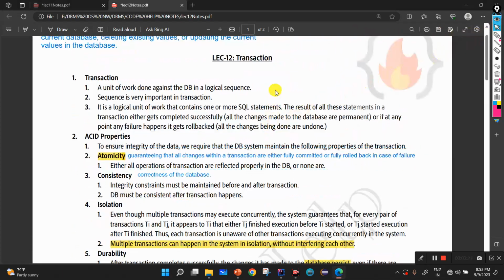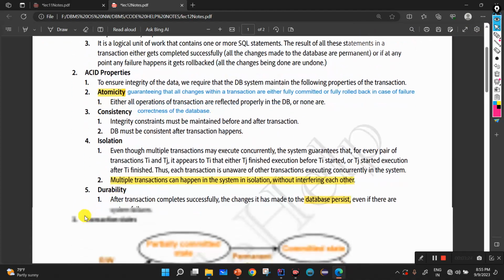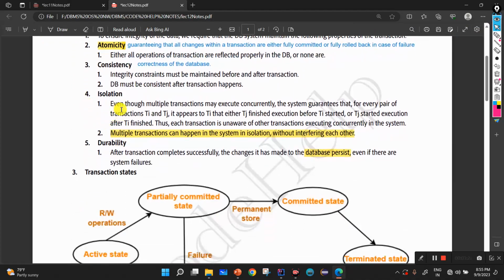Now the next point is isolation. What is isolation? Let me read this line. Even though multiple transactions may execute concurrently, the system guarantees that for every pair of transactions, let's suppose Ti and Tj, it appears to Ti that either Tj finished execution before Ti started, or Tj started execution after Ti finished. Thus, each transaction is unaware of other transactions executing concurrently in the system.